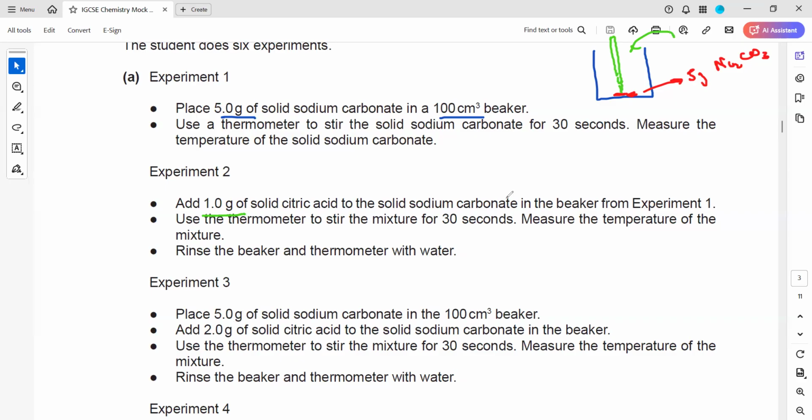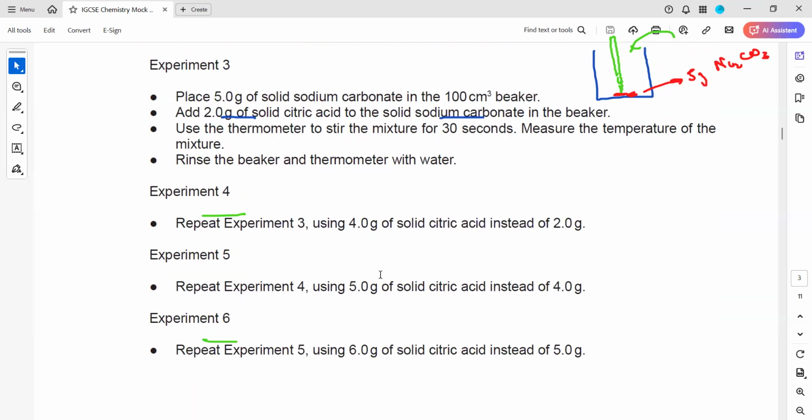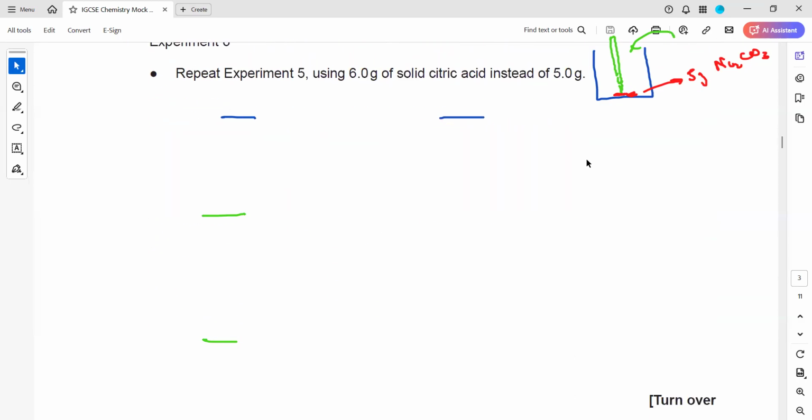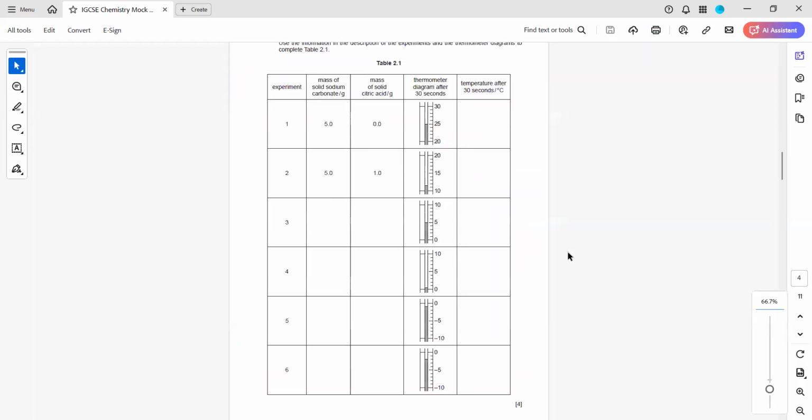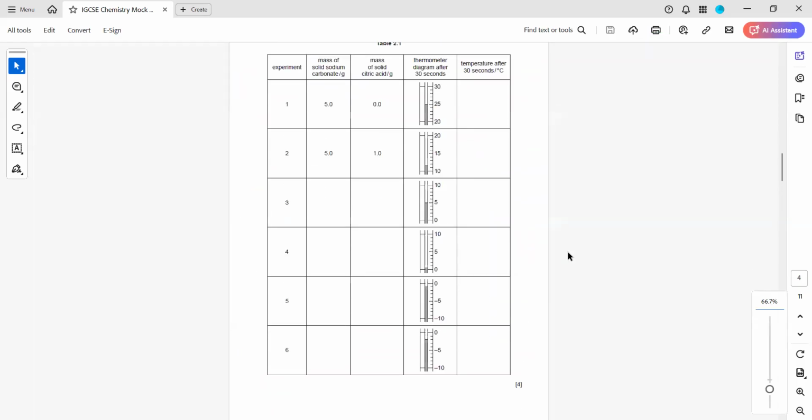Then he placed 5 grams of sodium carbonate in a 100 cm³ beaker and 2 grams of citric acid. He did the experiment six times, with 4 gram, 5 gram, 6 gram. And this is a table for us. So use the information to complete the table.